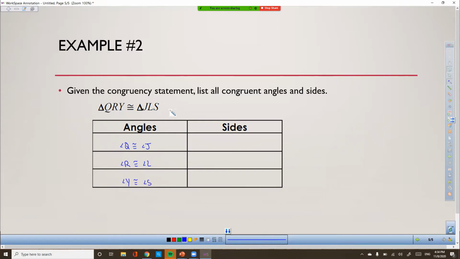So again, even though I don't know what those two triangles look like, I already know which angles are going to be congruent to which angles on the other triangle. And even my sides as well. My first side is going to be side QR. That is going to be congruent to side JL. The second side is RY, so side RY is going to be congruent to side LS. And lastly, it's the first letter and the last letter. Side QY is going to be congruent to side JS. And there are all my congruent angles and all my congruent sides as well.